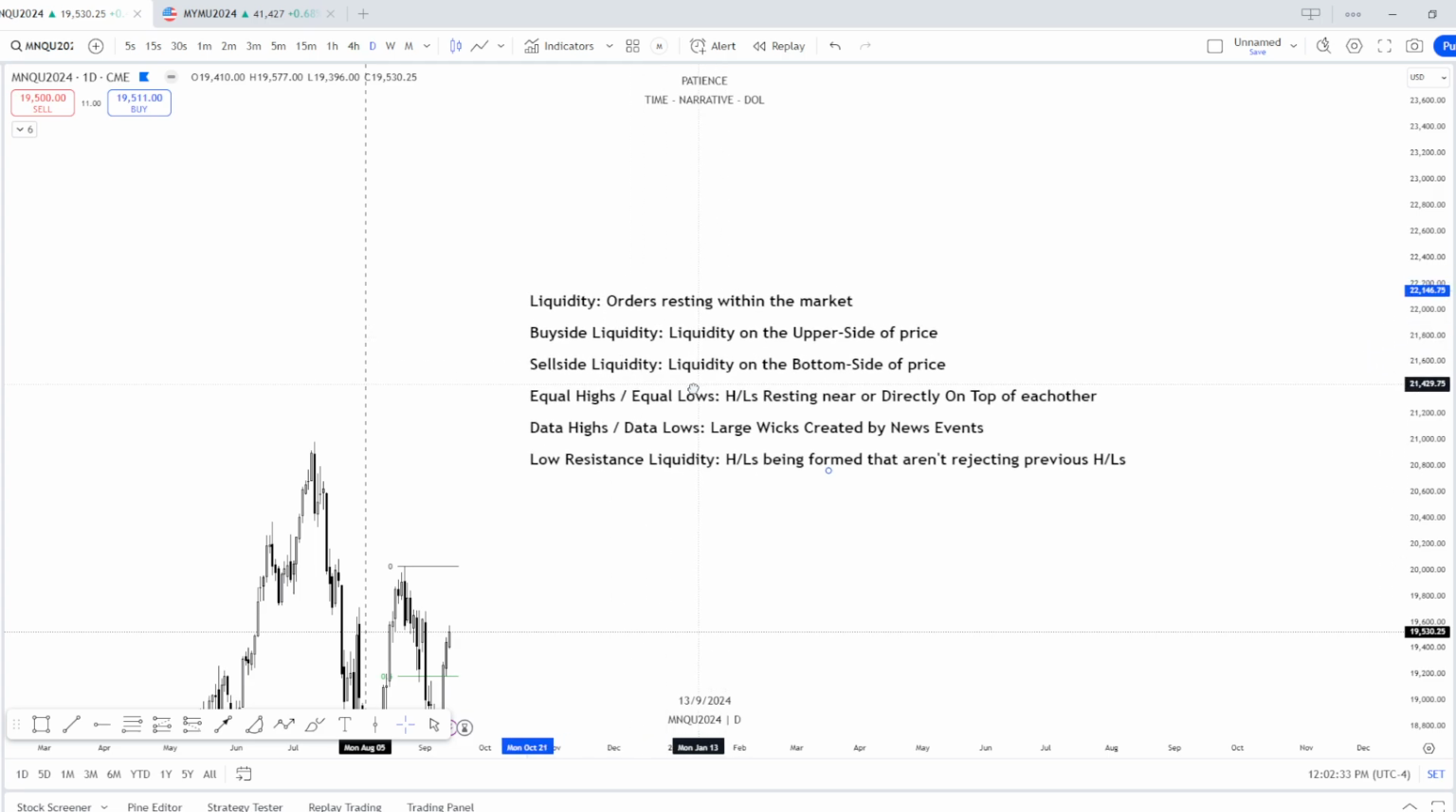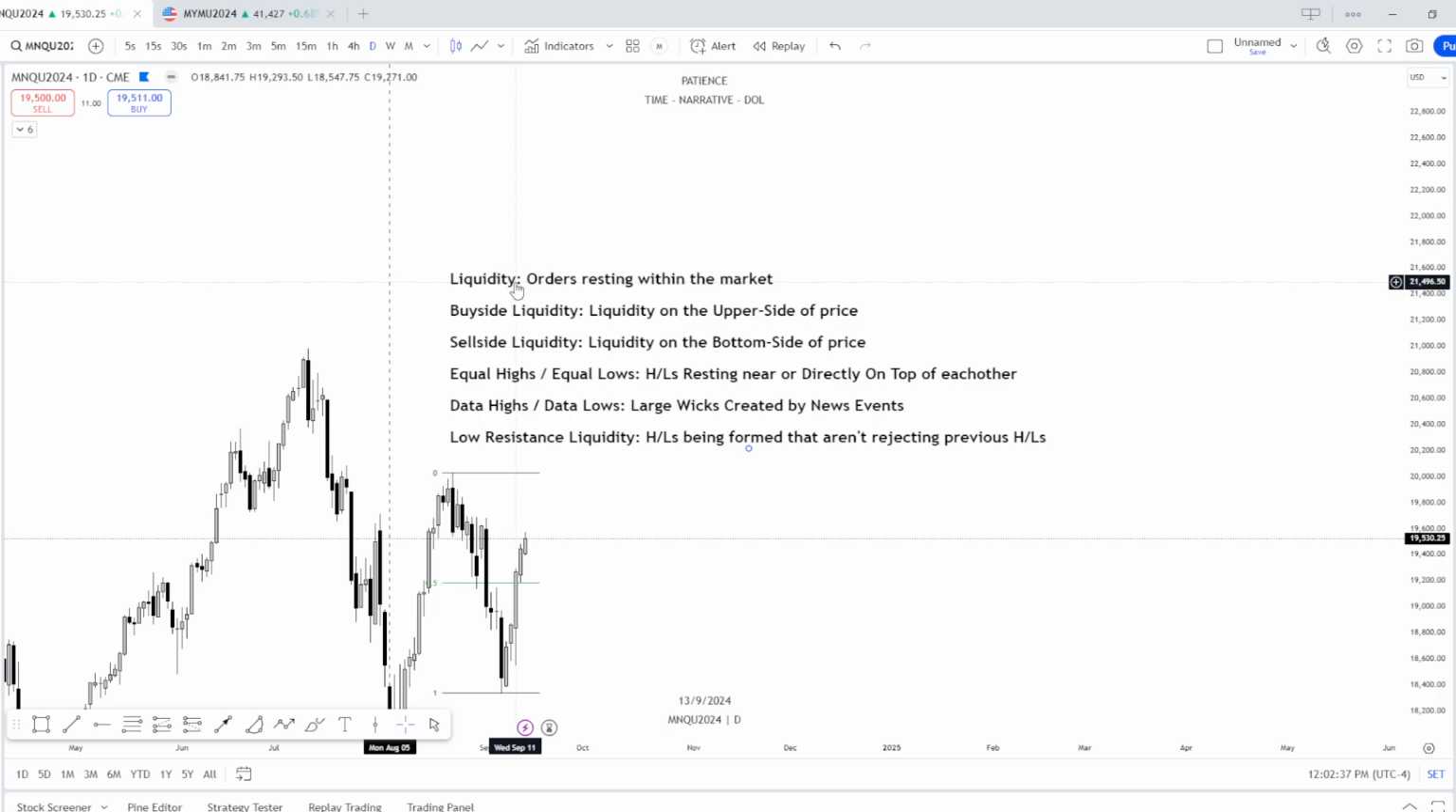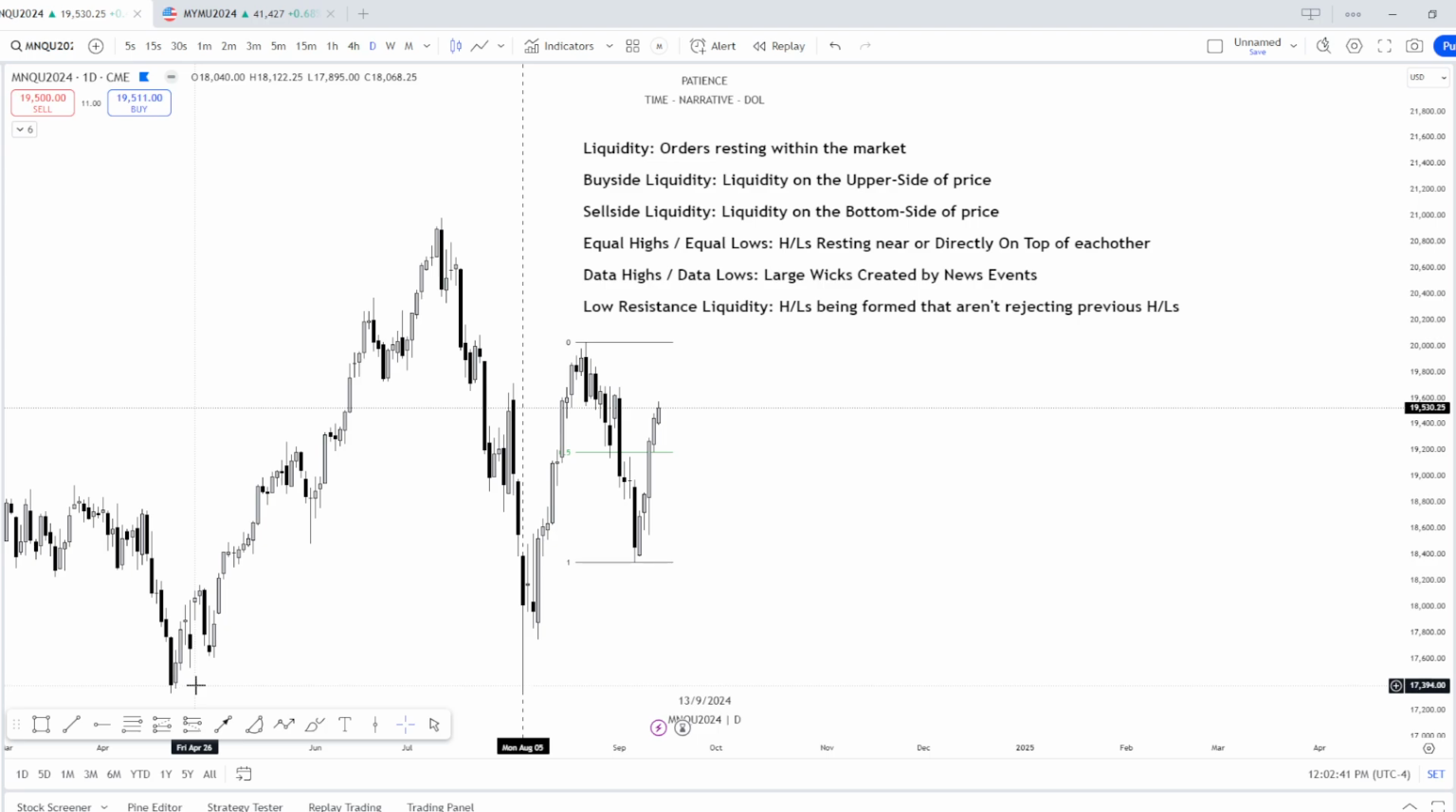But now let's go a little bit more into these terms. So obviously we covered liquidity. It's orders resting within the market. So it's everywhere. We have lows, we have highs, it's orders resting above or below highs or lows, or even within highs or lows. There's liquidity everywhere.